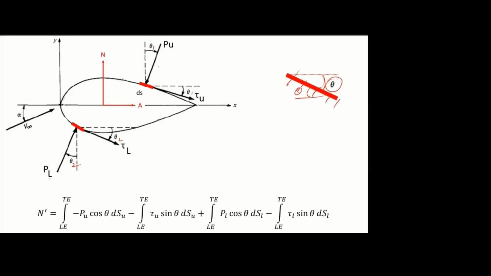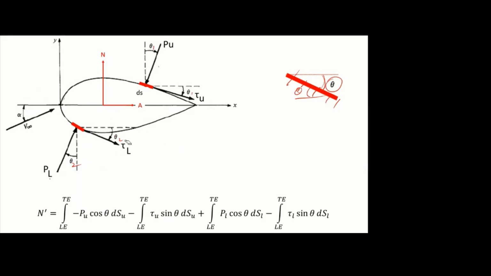Any doubt here? Any panel you can take. Pressure will act normal to that, shear stress will act tangent to that. And we are going to find the normal force and axial force. So I am taking vertical and horizontal, and this angle is theta. This may be theta 3. Like that you can draw anywhere. Is it clear? This derivation is an important hallmark.